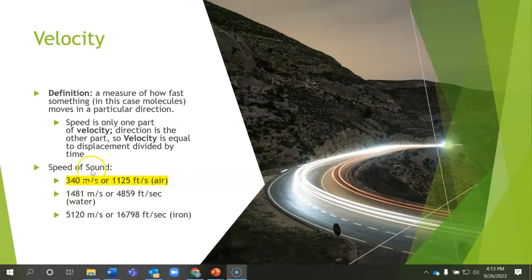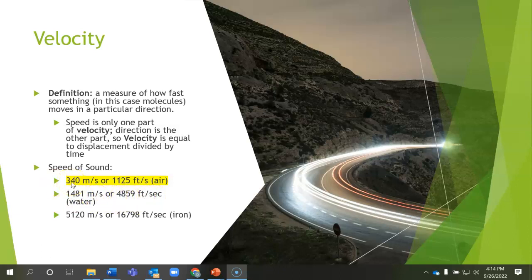of the world. Okay. When I ask you to do calculations, I really don't care whether you do the calculations in meters per second or feet per second. They're equivalent measures. Then we have the speed of sound in water, which is 1,481 meters per second, or 4,859 feet per second. You'll notice how much quicker sound travels through water, right?